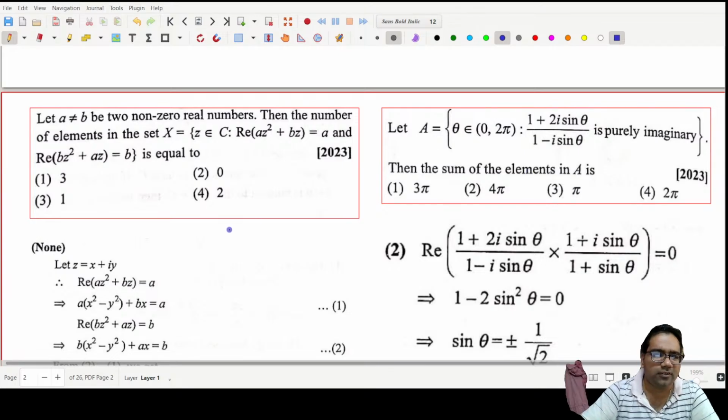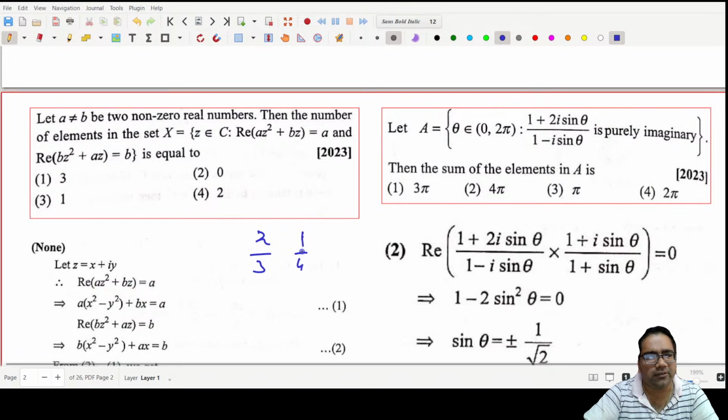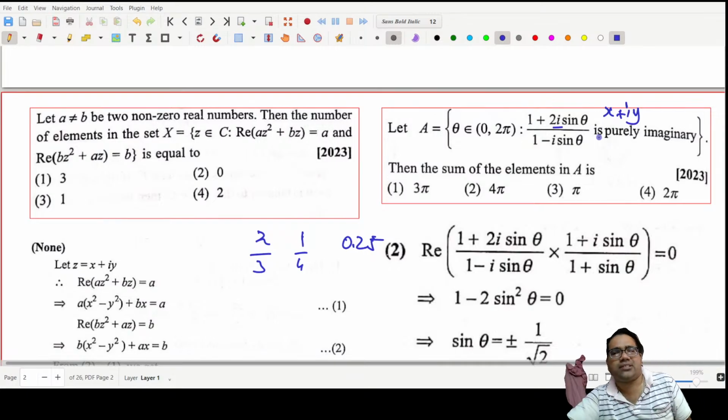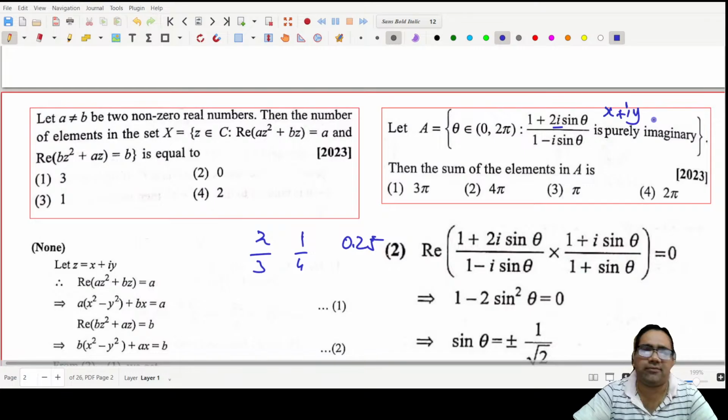So just remember, like in real numbers, 2 is a real number, 3 is a real number, 2 by 3 is a real number, right? 1 is a real number, 4 is a real number, 1 by 4 is a real number, which we call again 0.25. Different ways of depicting. So this plus this by this, we can always represent as some x plus iy, right? This by this is again a complex number. We can always represent it as x plus iy.